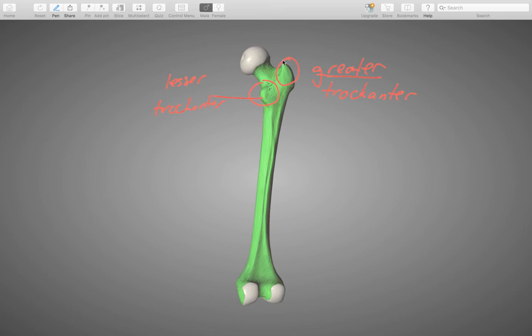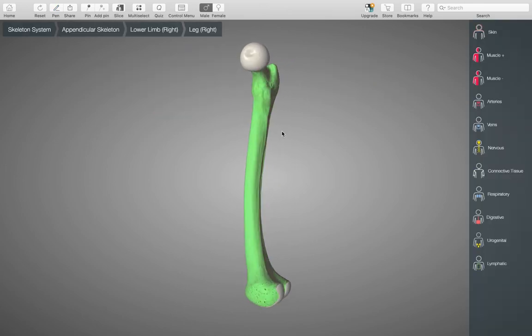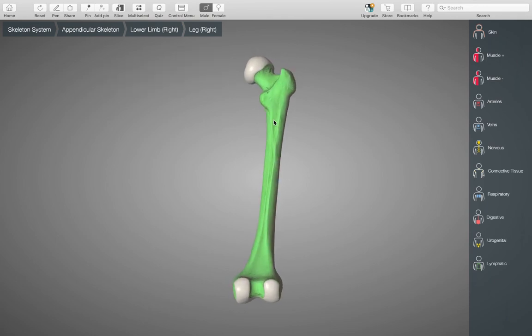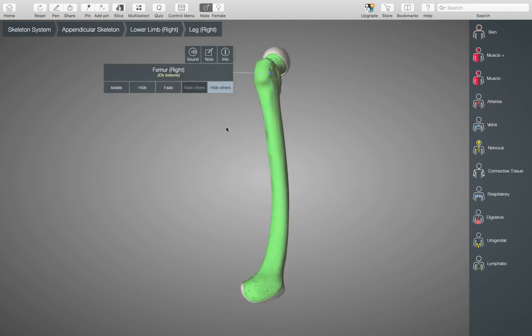Okay, so you have your greater trochanter and your lesser trochanter. Okay, the big one and then the smaller one. Again, the lesser trochanter is still pretty big. Okay, but it's not nearly as big as the greater trochanter, and it looks like just a big bump. What are they for? They are for muscle attachments, right?